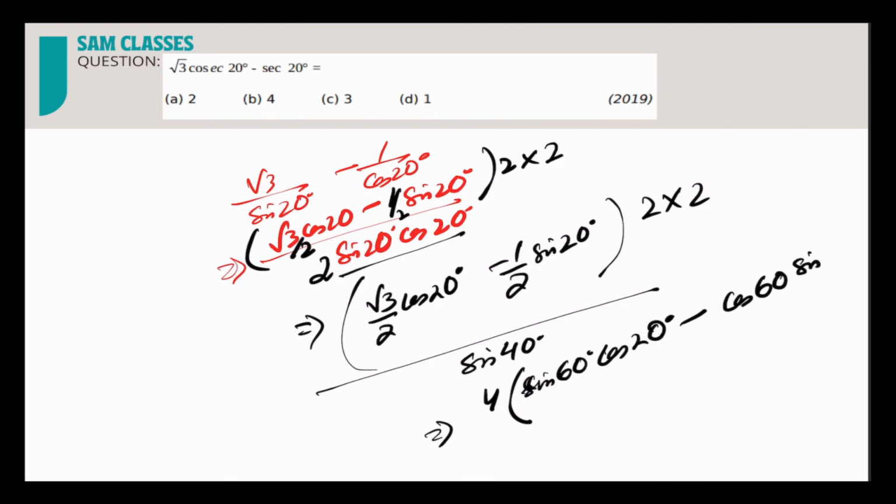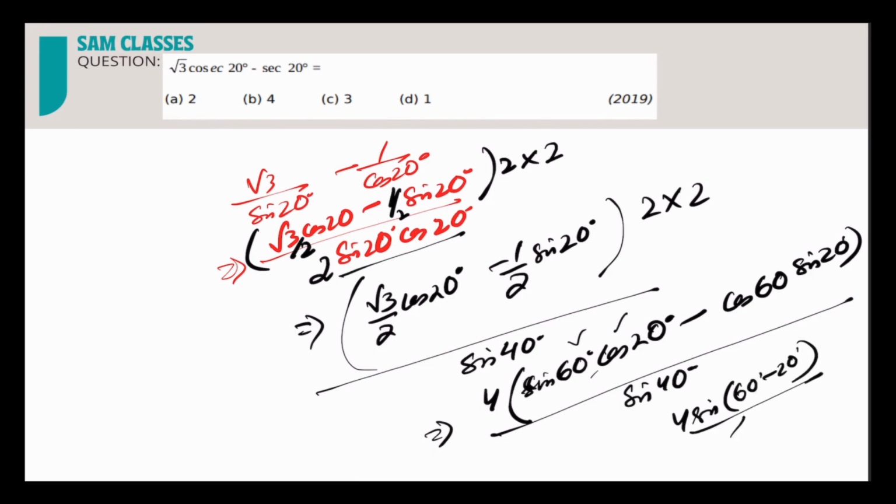Correct. So whenever we have sine cos mixed, it is the formula of sine only, whereas cos cos and sine sine would be the cos formula. So this is nothing but sine of A minus B. So 4 times sine of 60 minus 20, which is 40 degree, by sine 40. Correct. So this and this are gone. So the answer is what? 4. That's it. Nothing much was there.